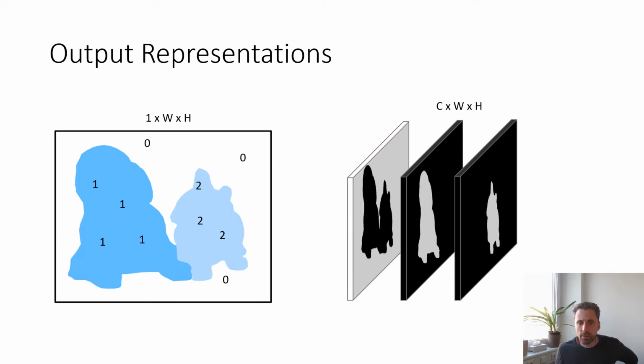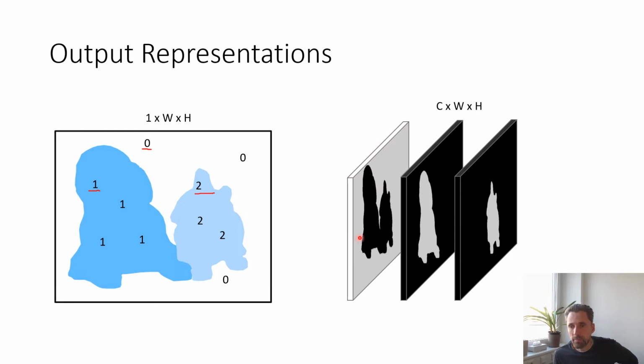We could think of an output as either being one channel, with the same width and height as the input, but this one channel now contains pixel-wise IDs of the object. So 0 could be the background, 1 could mean dog, and 2 could mean cat.